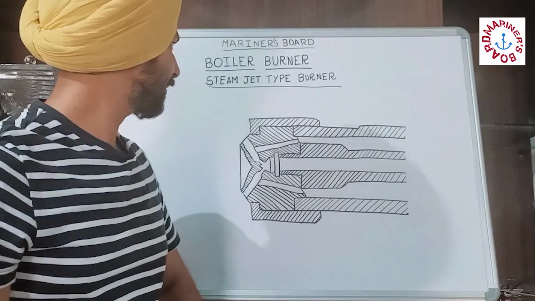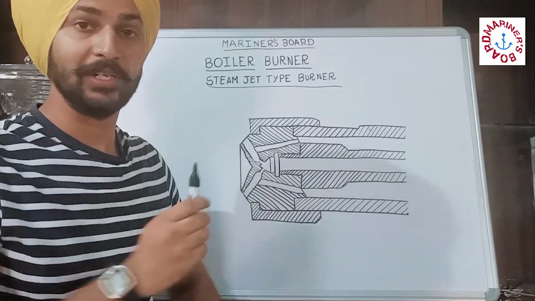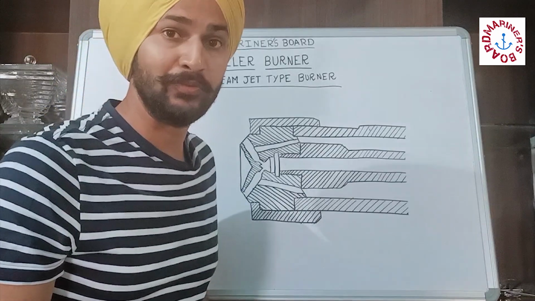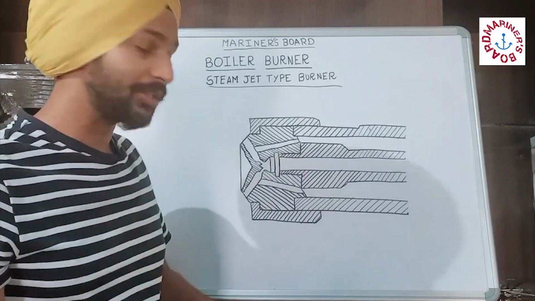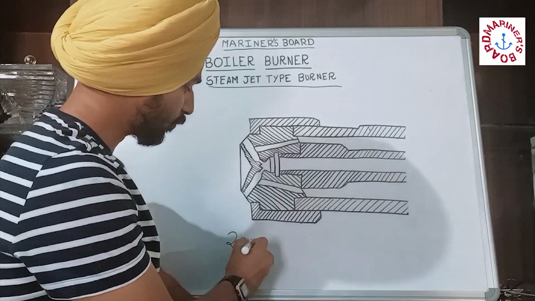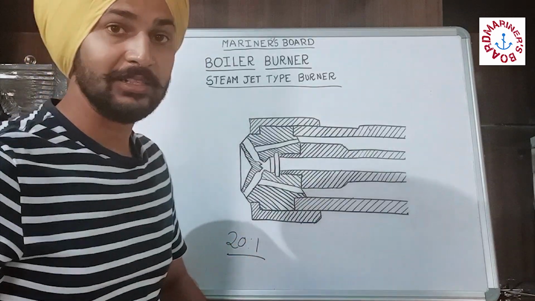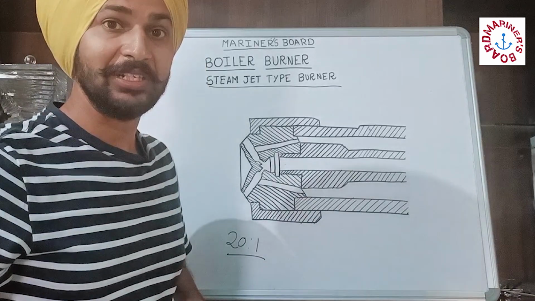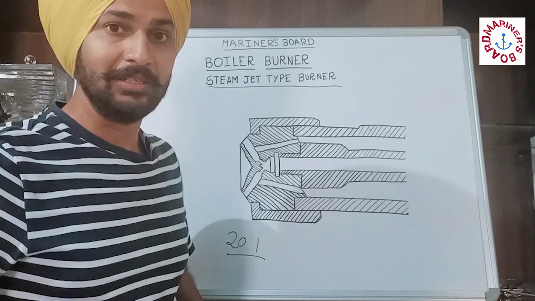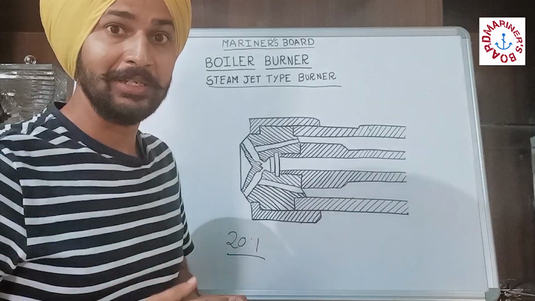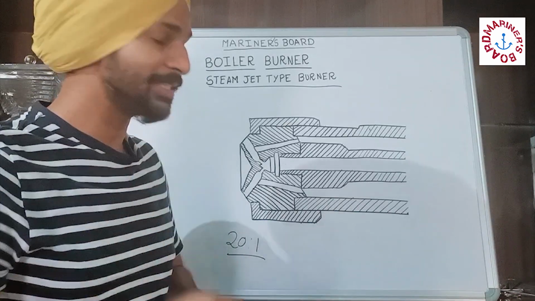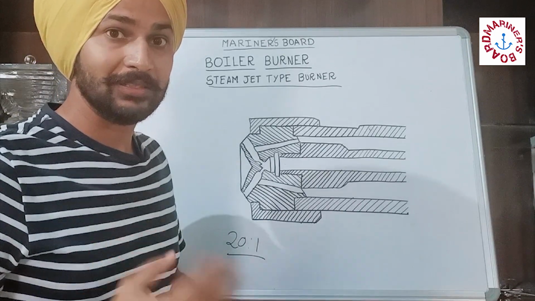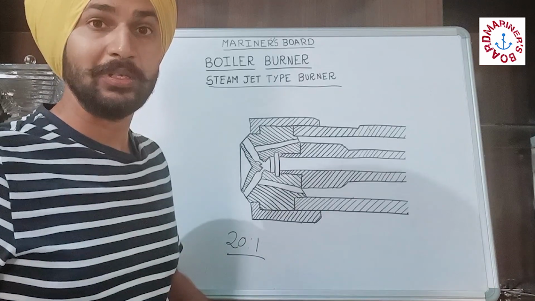So starting with the steam jet type burner, this burner has the highest turn down ratio. The turn down ratio is the maximum flow rate to the minimum flow rate. The turn down ratio is 20:1. The reason for the highest turn down ratio is that it is steam assisted. The pressure of the fuel may vary, but there is steam inside the burner which helps in atomizing the fuel. The pressure may be whatever.